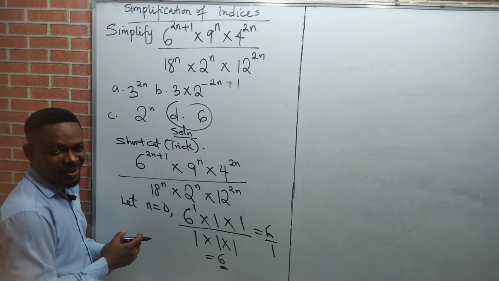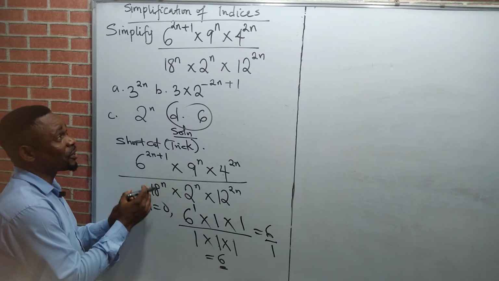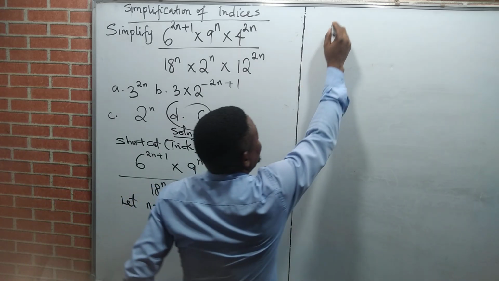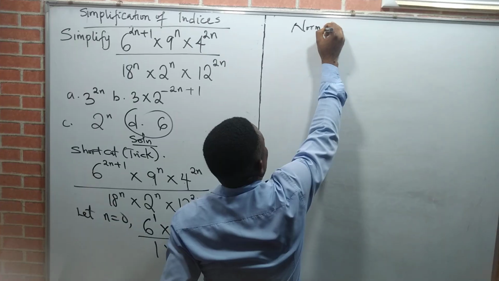Now let's go to the normal method of solving this particular indices problem. I want you to watch. Now let's move to what we call the normal method.